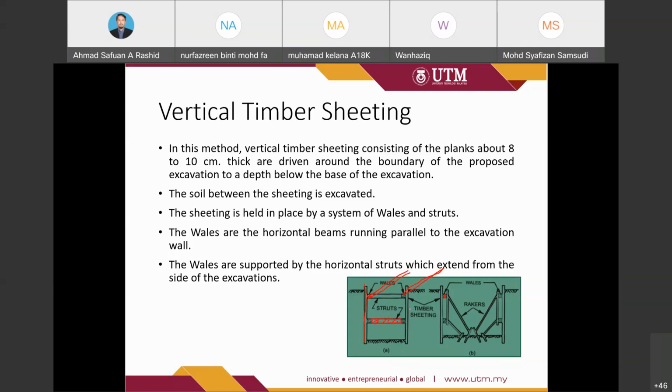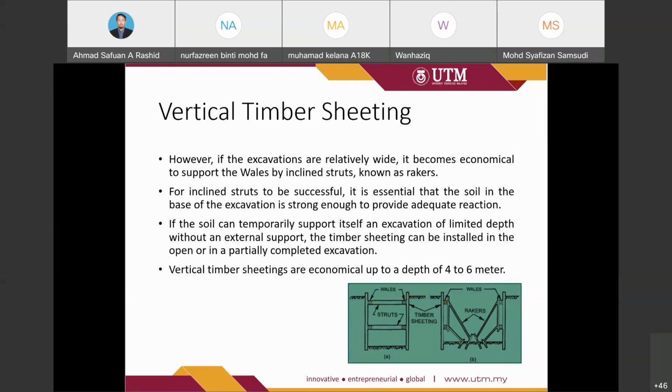Another method, they use a raker if they don't want to use the strut. However, if the excavation is relatively wide, it becomes economical to support the wale by an inclined strut known as a raker. For an inclined strut to be successful, it is essential that the soil at the base of the excavation is strong enough to provide adequate reaction. So if it's very wide, it's better to use the raker, but make sure that the soil at the platform is strong enough.